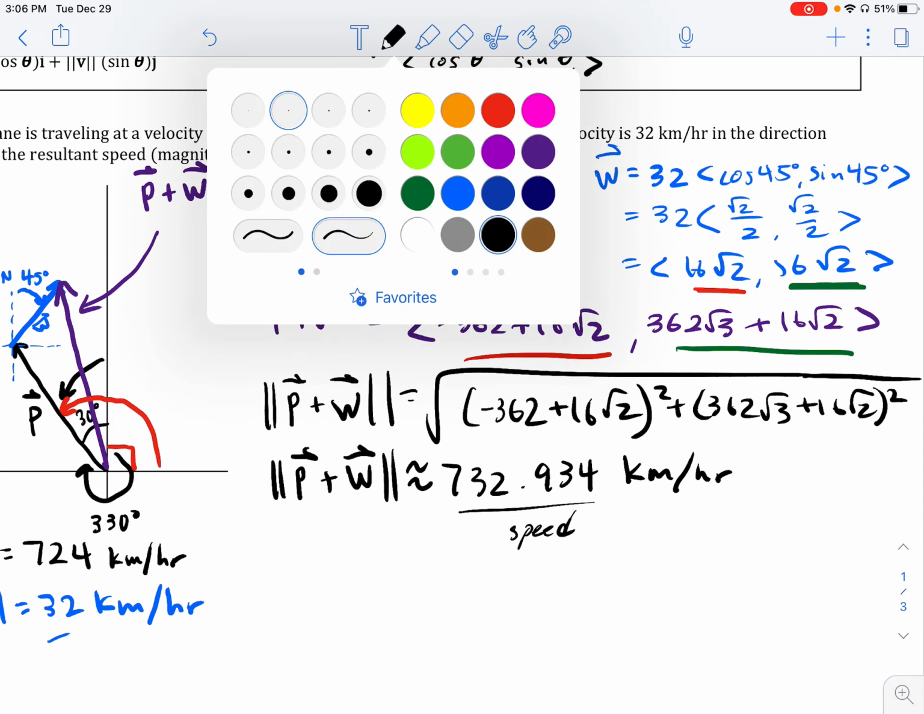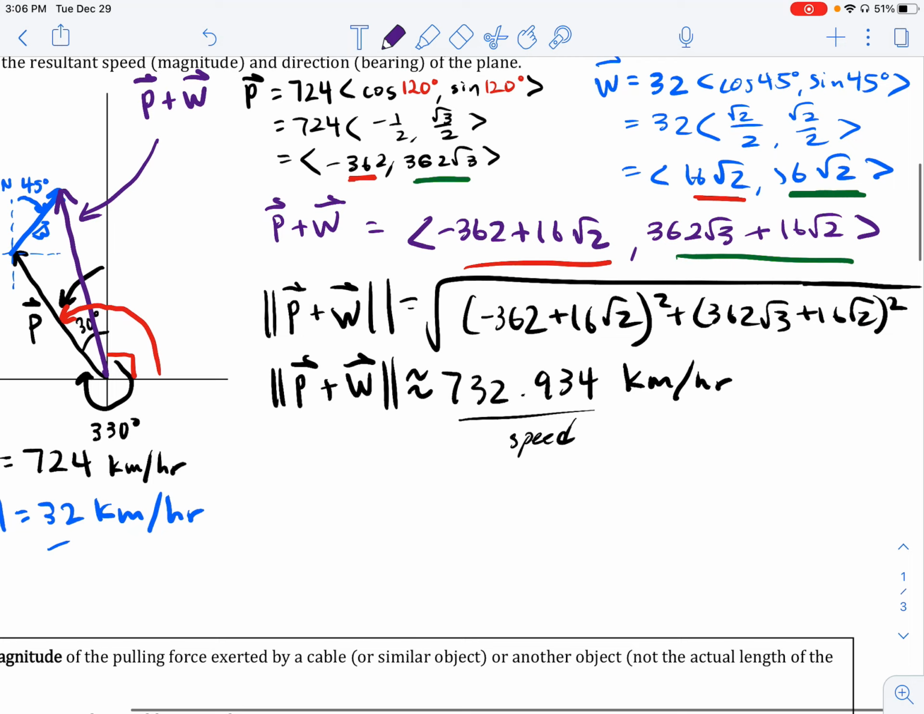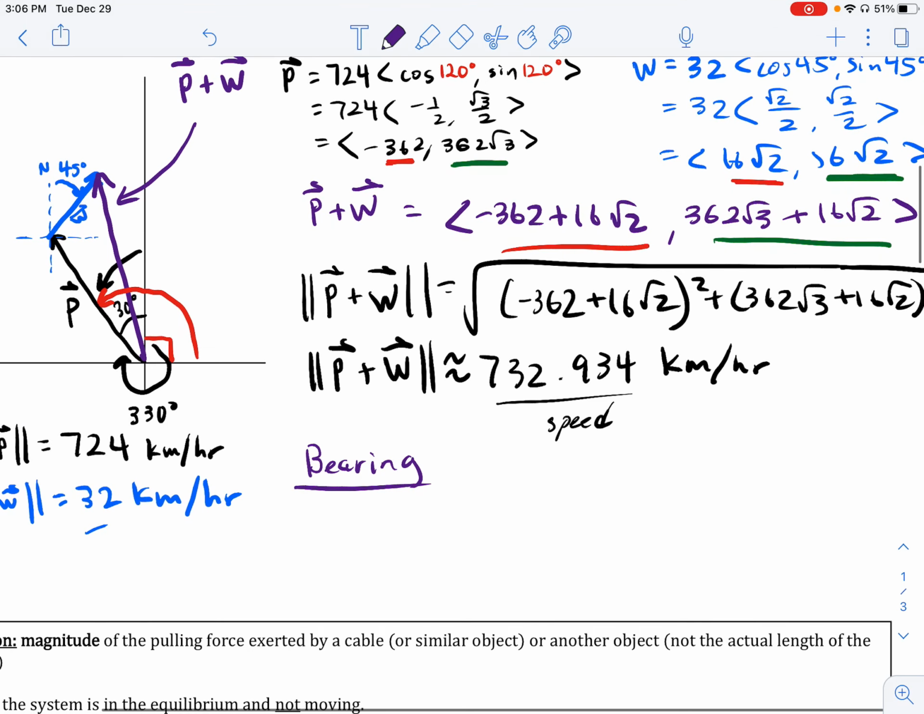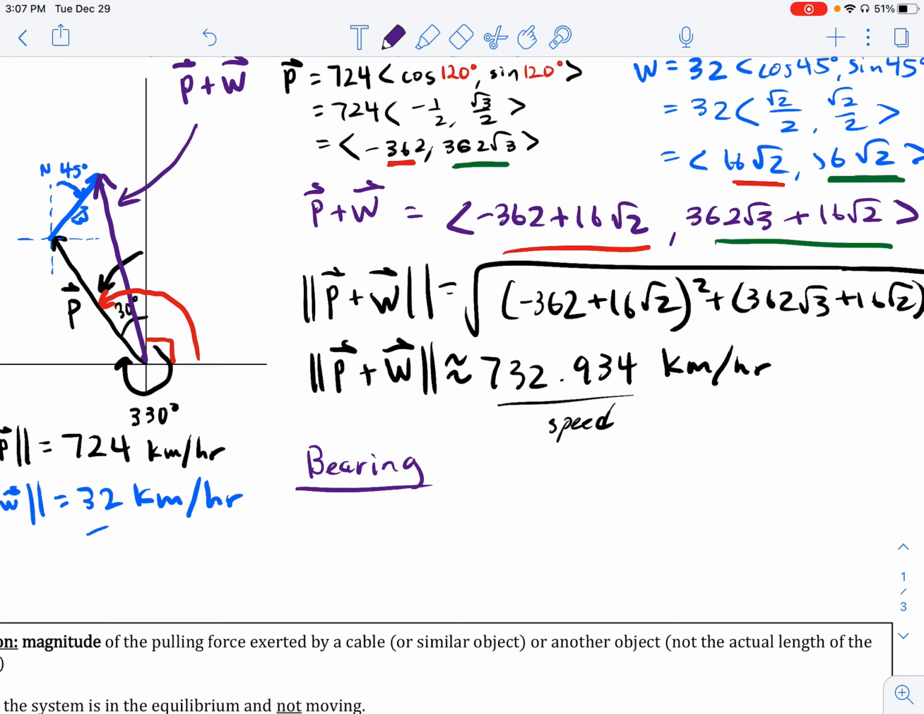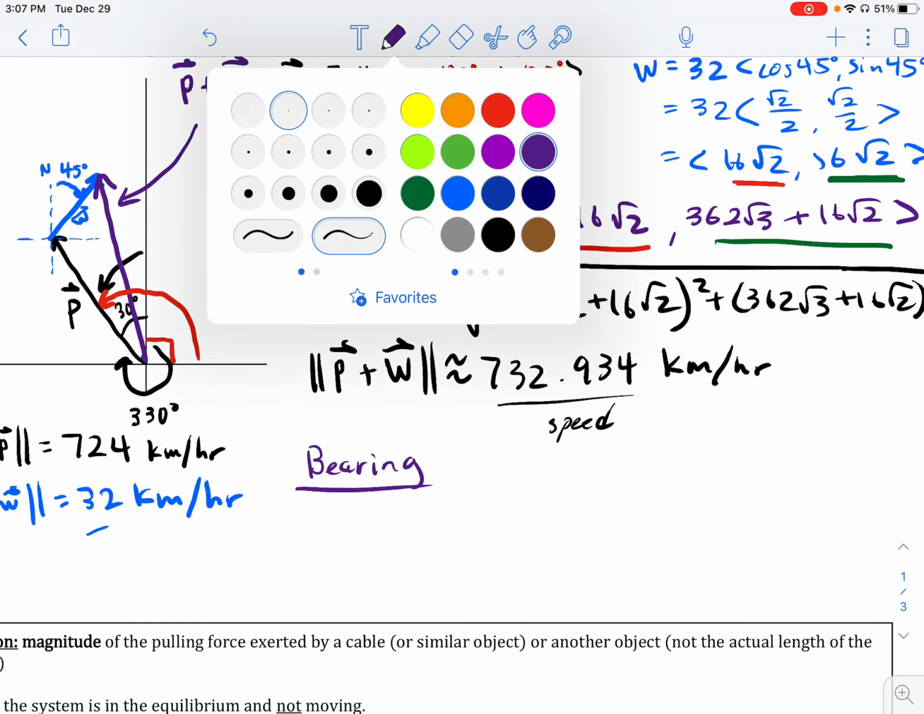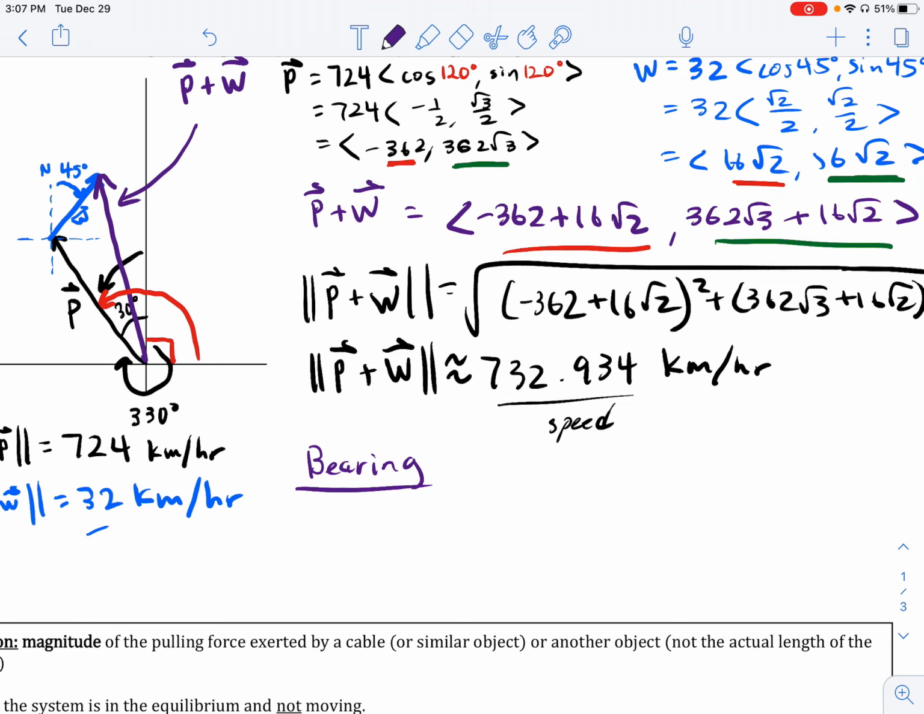Now we want to finish this up by finding the bearing of our plane. So the bearing of the plane is going to be our direction angle. So what we need to find is this actual angle here, from the positive x-axis to that. Well, let's think about how we can use the components of our vector to determine this angle.